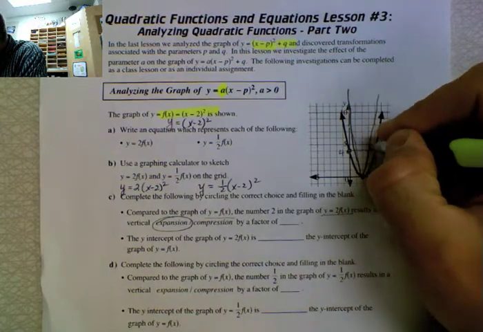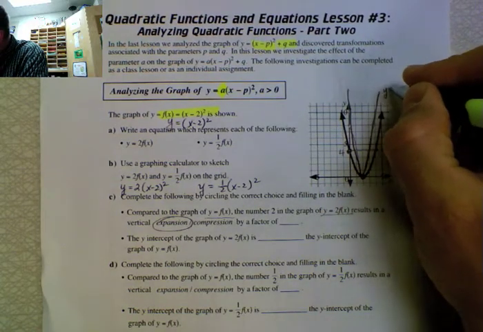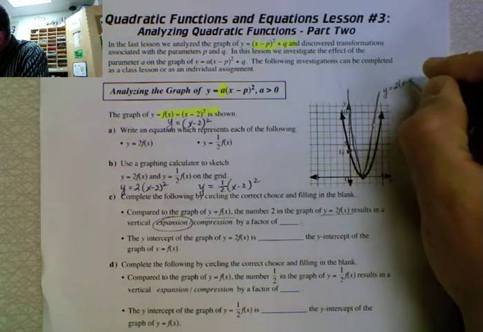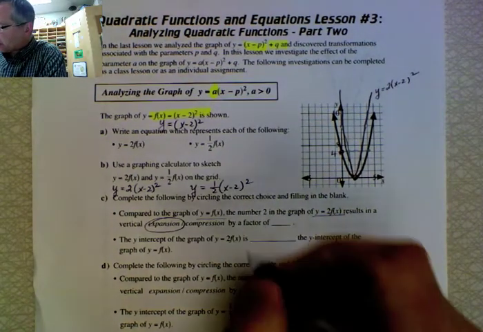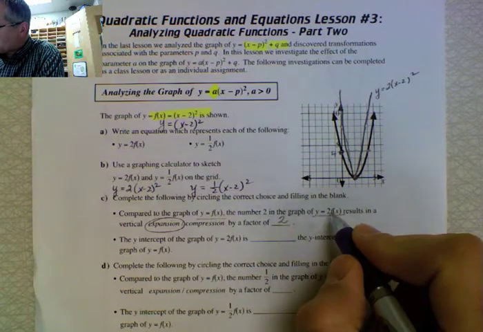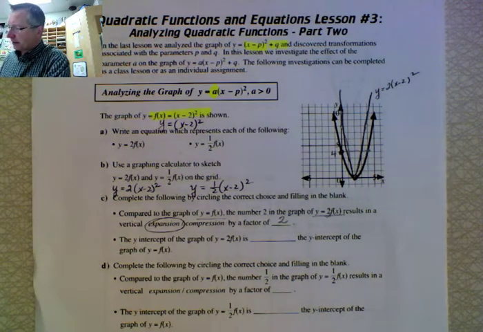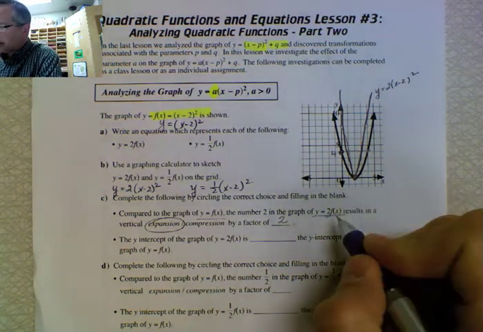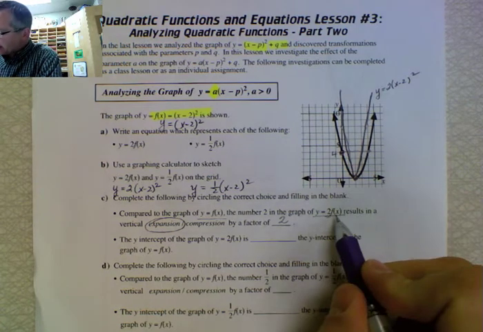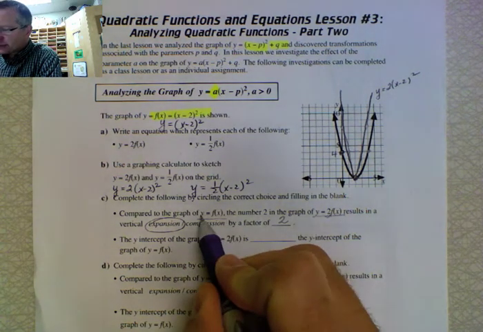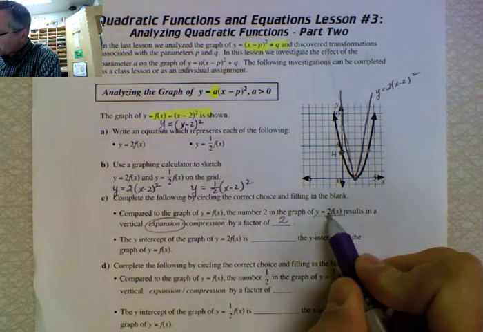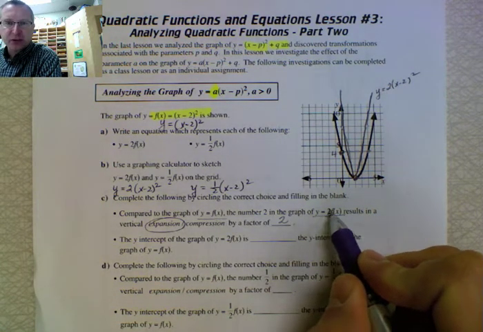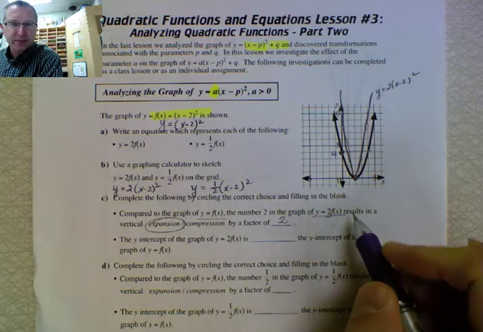This particular graph right here is our graph of y equals 2(x minus 2) squared. So we vertically expanded it, and it's been vertically expanded by a factor of 2. Whatever you've multiplied at the beginning is the factor. Another way to remember that is f of x is the same thing as y. If you look back here, y is the same as f of x. So this is saying 2 times f of x, or 2 times y, is what's happening.